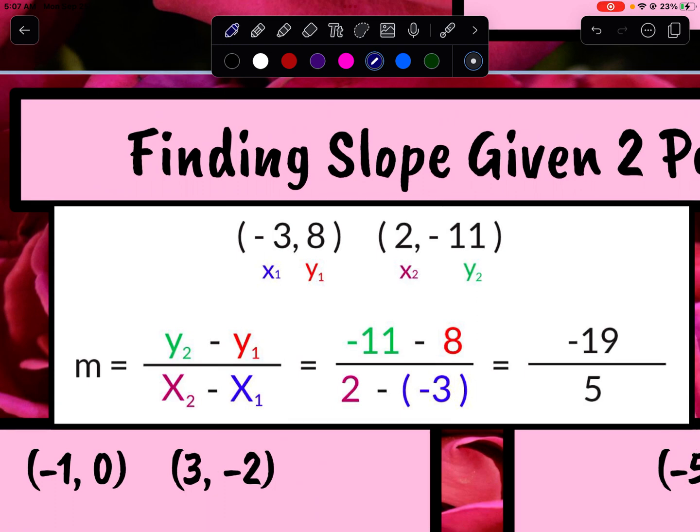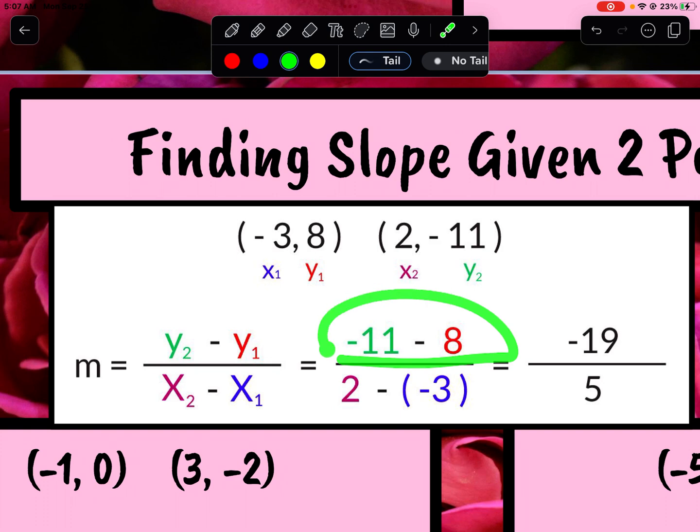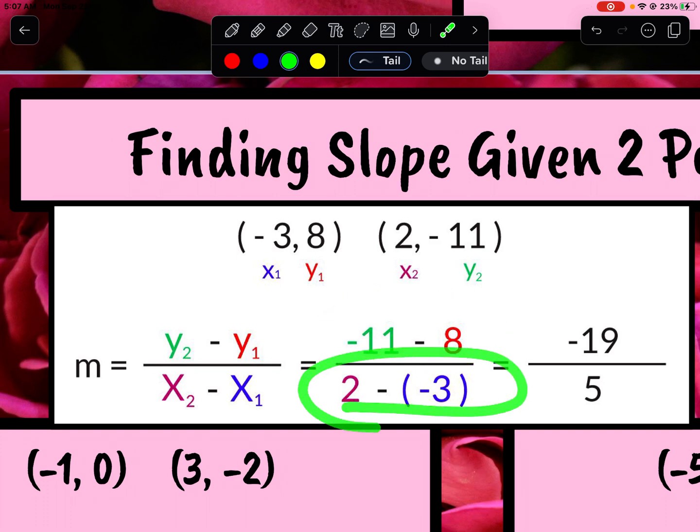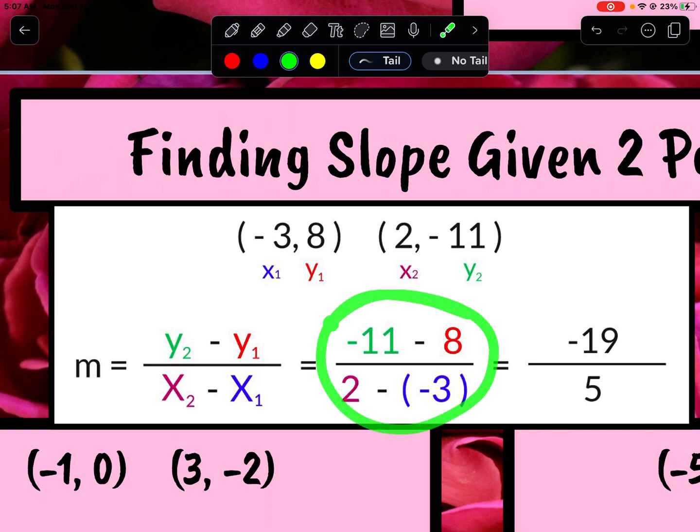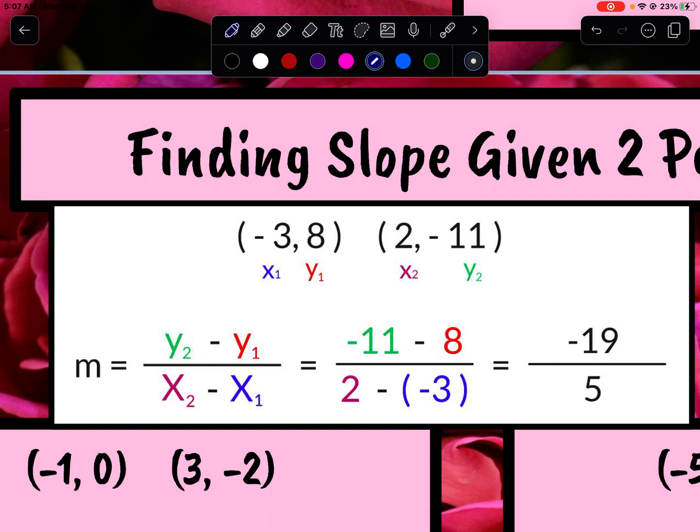So y2 minus y1, right there, x2 minus x1. I highly recommend that when you substitute in negative numbers, you use parentheses. And then we simplify the top, simplify the bottom, negative 19 over 5. And absolutely put these in a calculator if you need to, because it's really easy to make mistakes with negative numbers. All right, let's try this one.